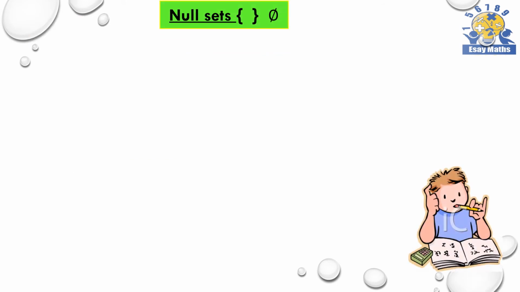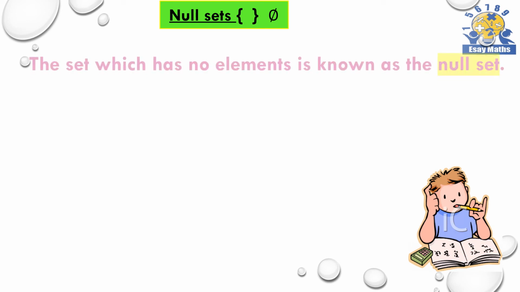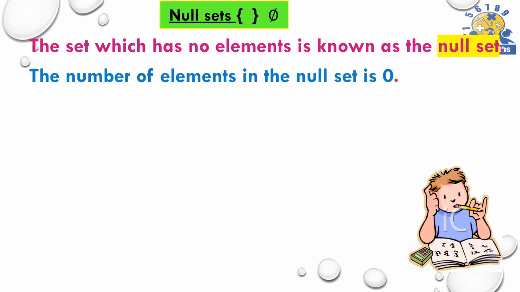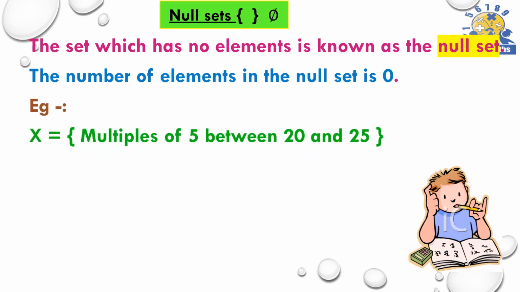Let's go to the topic null sets. Null means nothing, so there is no element in the set. Here you can see the symbol to represent null sets. So it's very clear. The set which has no elements is known as the null set. The number of elements in the null set is 0. Multiples of 5 between 20 and 25. So, what are the multiples of 5 between 20 and 25? Yes, there is no multiple of 5 between 20 and 25.